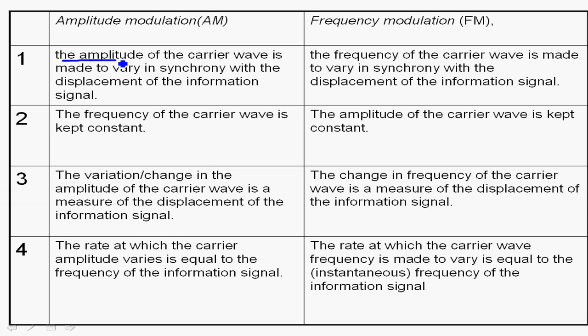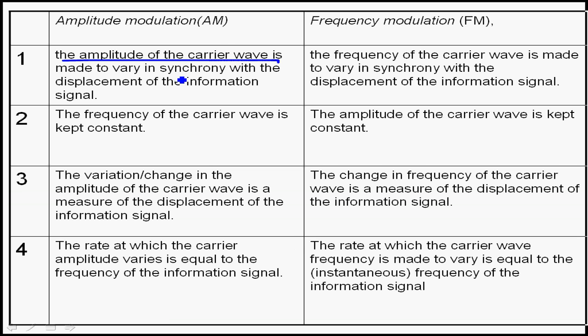So in amplitude modulation, the amplitude of a carrier wave is made to vary in synchrony with the displacement of the information signal, which means you need to look at the displacement of the information signal, or your audio signal, and the amplitude is varied in synchrony. It's similar wording here, but instead of amplitude, you're changing the frequency. In amplitude modulation, frequency is kept constant. In frequency modulation, amplitude is kept constant. In FM, amplitude is kept constant.